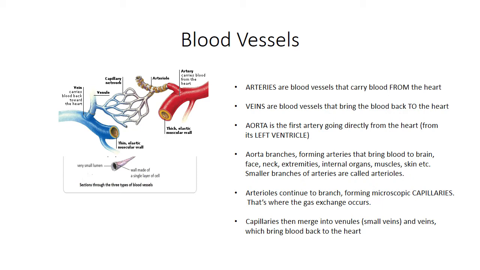Veins, on the other hand, a vein is shown to the right. Veins are the opposite. They bring the blood back to the heart, either from the lungs or from the entire body. Pulmonary veins bring blood back from the lungs, and hollow veins like the upper hollow vein and lower hollow vein bring blood from the rest of the body, from the peripheral tissue cells, etc.